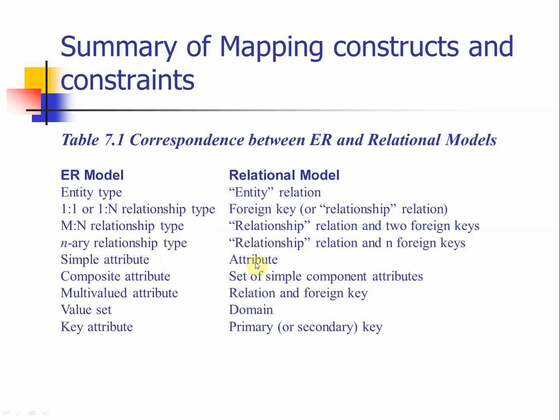Simple attribute, we just make them attributes. Composite attribute, simple. We just pick the simple components. Every simple component together equals the composite attribute. If that's a multi-valued attribute, we have step number 6 to handle that. So we need to create a new relation and make a foreign key link back to it. The value set is the domain that we are looking at. The key attribute is the primary key that we are looking at. And therefore, this gives you a summary of what we have discussed for the first part of the conversion.